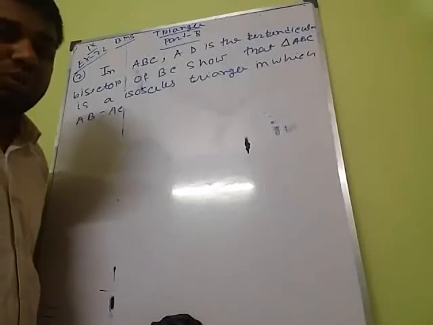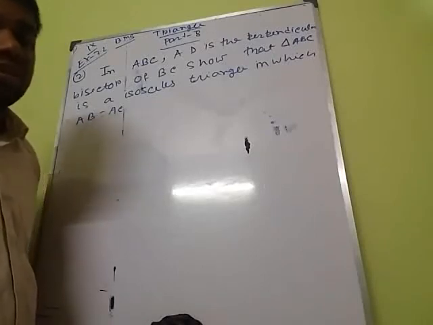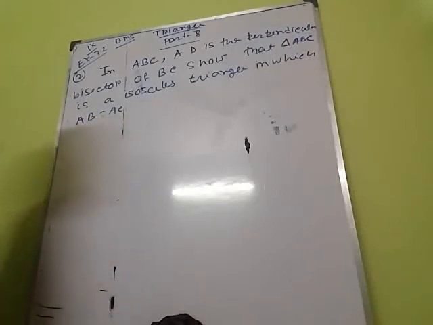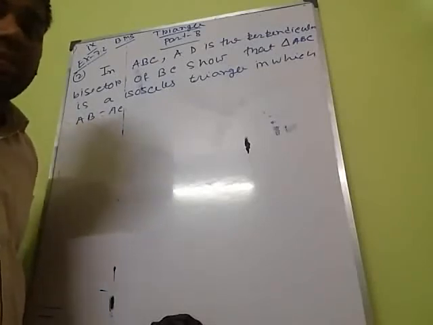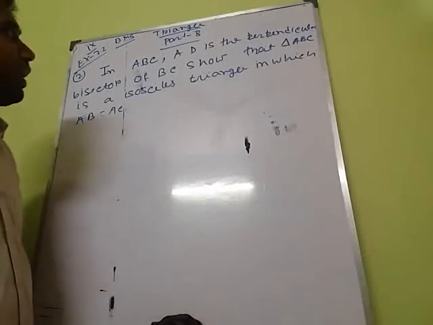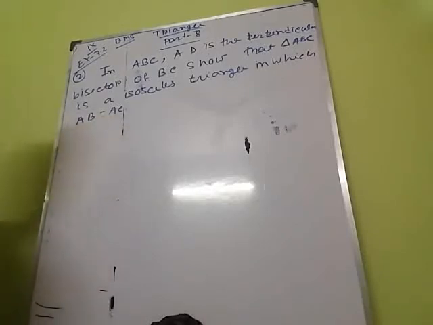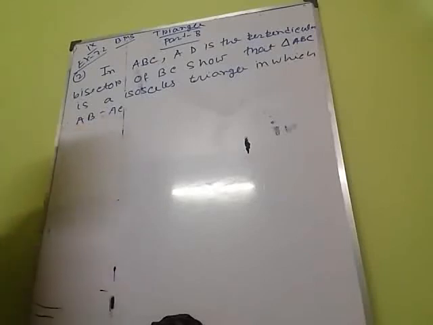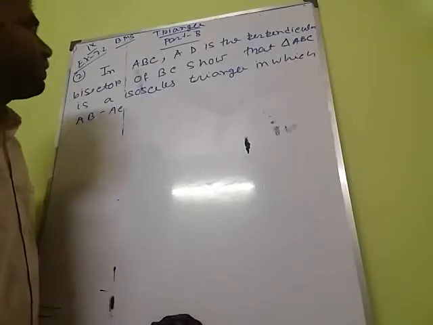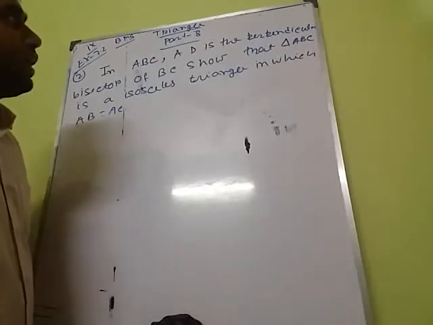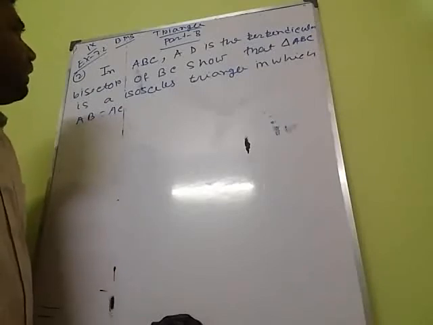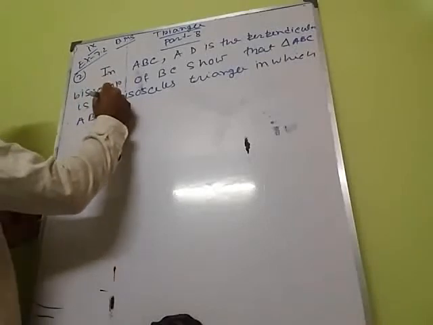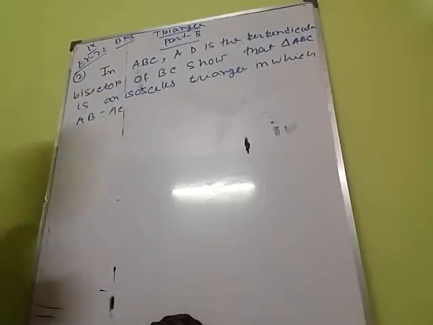Students, today we will solve the second question of exercise 7.2 of the chapter Triangles. This is the 8th part of the chapter. The sum written on the board says that in triangle ABC, AD is the perpendicular bisector of BC, so that triangle ABC is an isosceles triangle in which AB equal to AC.